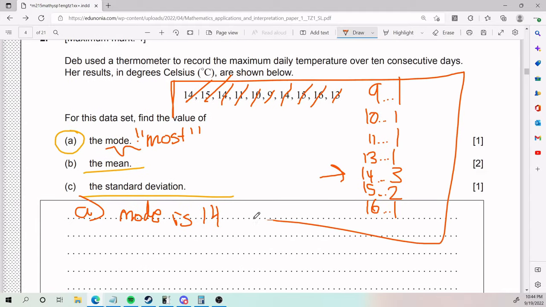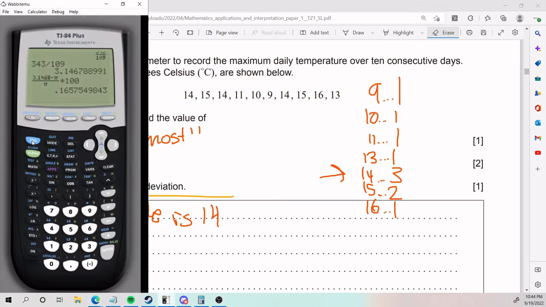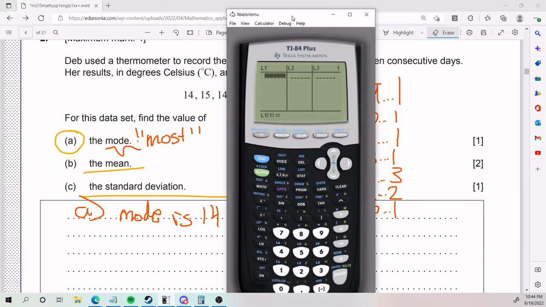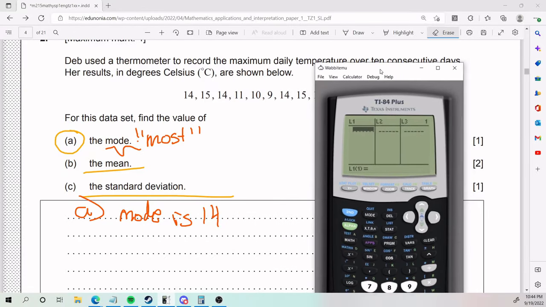You can get specific, you can kind of draw this out, and that should give you full credit. But part A, mode is 14. So for mean and standard deviation, as I said earlier, you can get it by hand, but why would you make yourself suffer? Pull out your calculator, go to stat, edit. Why stat? Because this is like a statistics problem. Mean and standard deviation sounds like statistics.